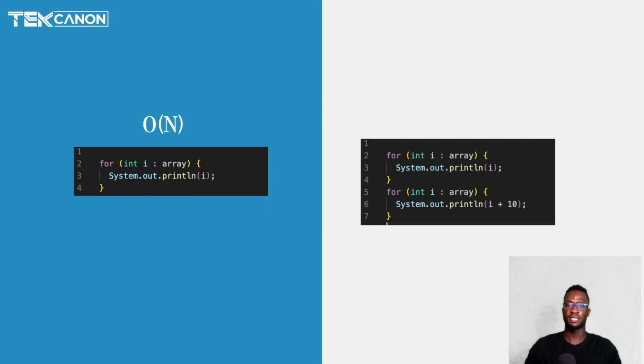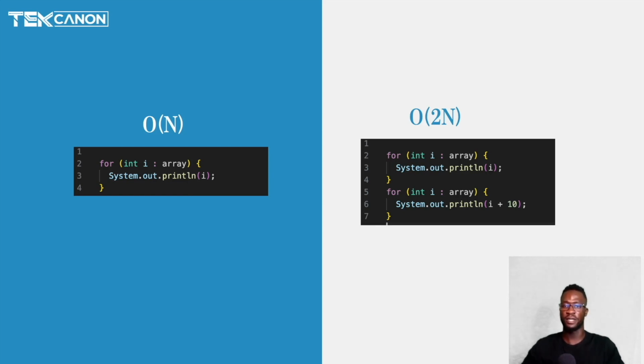Now, let's look at this example on the right. You have 2 for loops, one running through an array printing out every element, and you have a second for loop with an array printing out the element's value plus 10. So one would be quick here to say that the runtime of this algorithm would be O of n plus n, which is also O of 2n. Now, this is not entirely wrong.